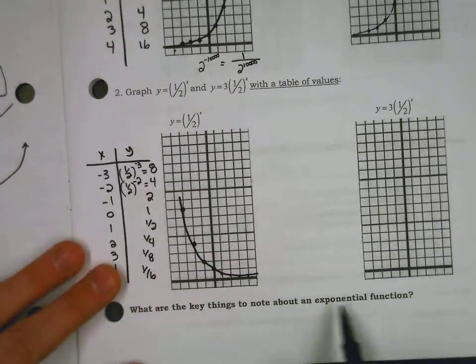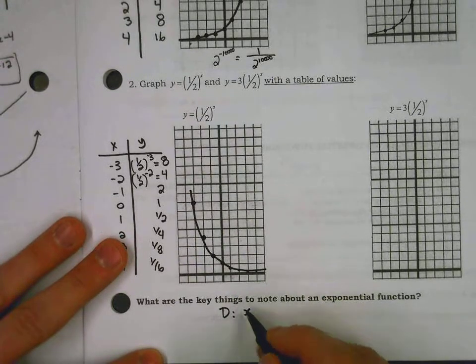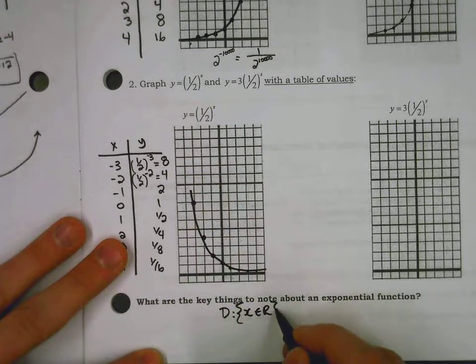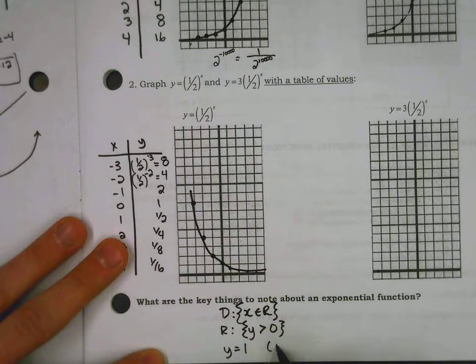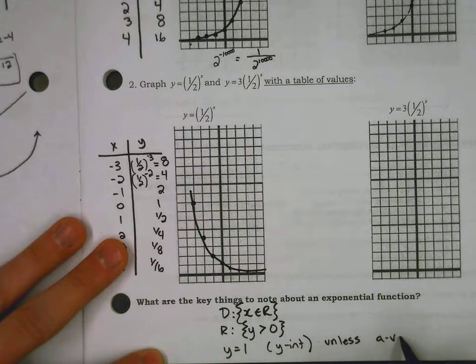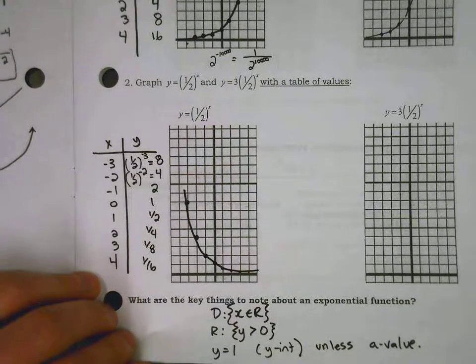What are some key things to note about exponential functions? Well, maybe we could say the domain goes forever left, forever right. There's no real restrictions on it. As a range, it's everything above 0, doesn't actually get there. And there is a nice y equals 1 as a y-intercept, unless we start to talk about an a value, or unless there's eventual stretch or shift or flip.